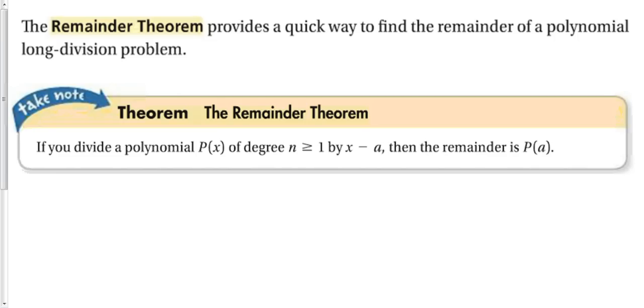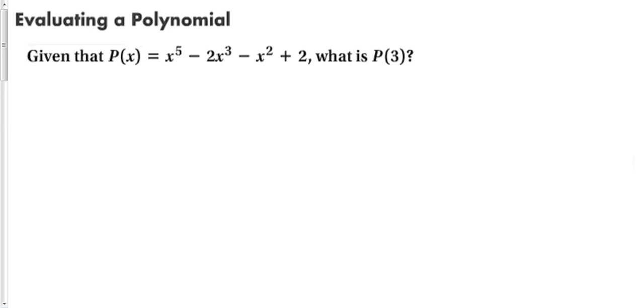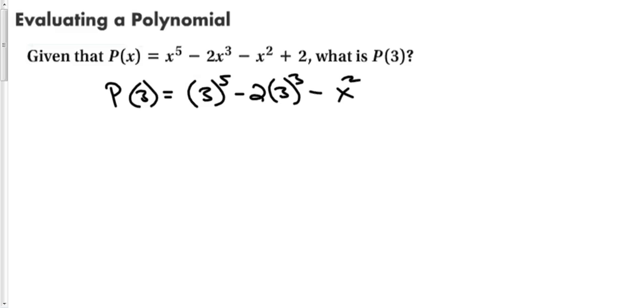But then the opposite is also true. It means that if you wanted to find the value of a function at a particular number, the answer would be the remainder if you divided by that factor. So to use the remainder theorem here, I could plug in 3 to this function. I could go 3 to the 5th power minus 2 times 3 to the 3rd power minus 3 squared plus 2. I could do that, and there's nothing wrong with that.